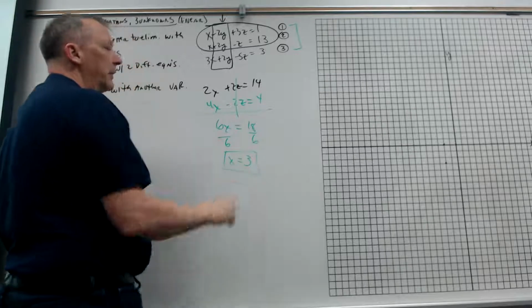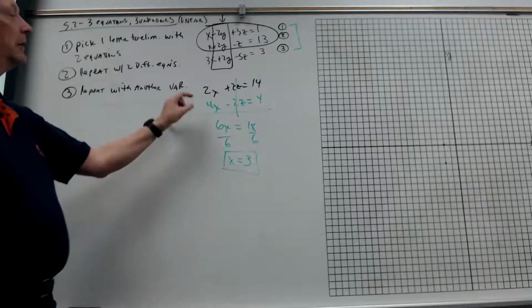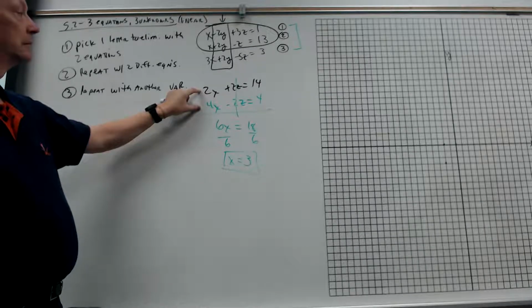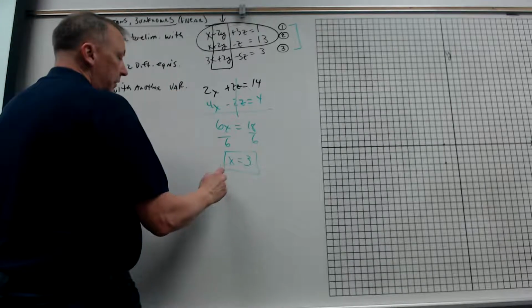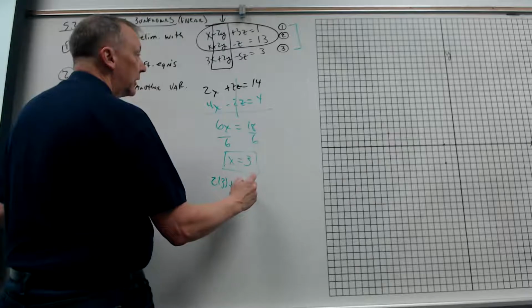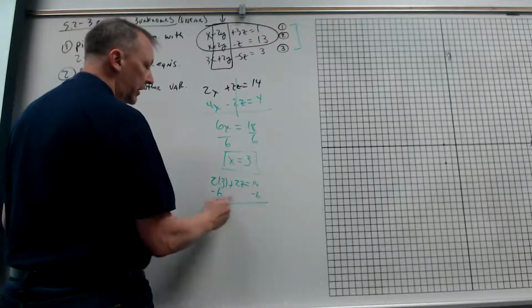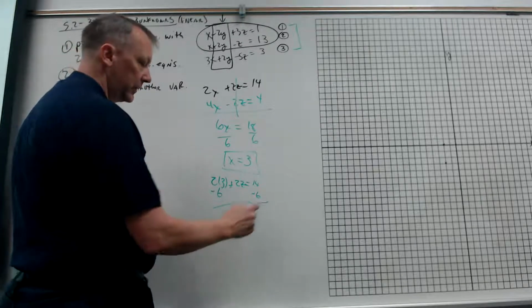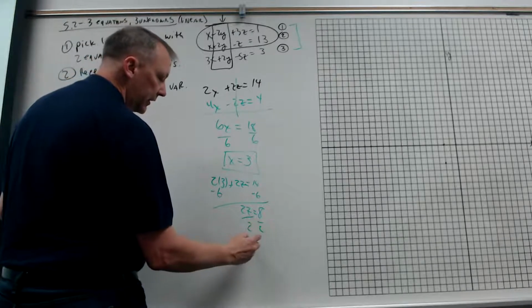Okay, so now we get to do our back substitution. So we can plug it into either of these two equations. Which one would you prefer? Doesn't matter. Okay, we'll do the 2x one. So 2 times 3 plus 2z equals 14. 2 times 3 is 6. We're going to subtract 6 from both sides. 2z equals 8. Divide by 2. z equals 4.